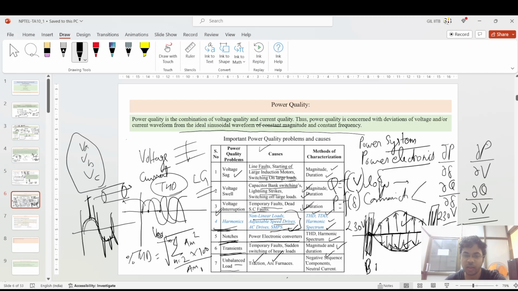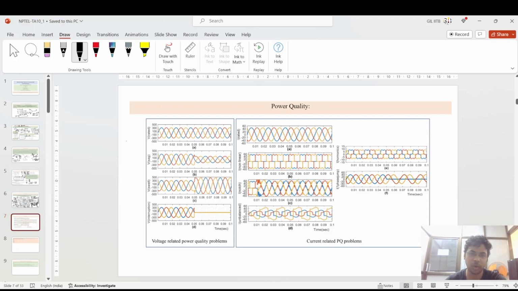This also comes with traction, arc furnaces, and these inject the negative sequence component and the neutral current. So the neutral actually handles this kind of unbalanced situation. There is also a certain rating involved with these neutral wires, which have a certain capacity and heating limit, that is the I square R T limit. If there is a lot of unbalance, the negative component will mostly flow through the neutral, so it will increase the heating in the neutral wire itself. So these are some of the power quality issues.